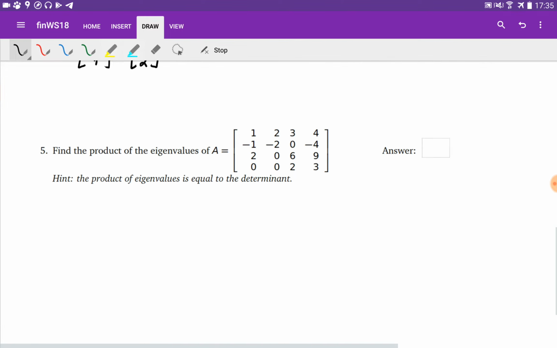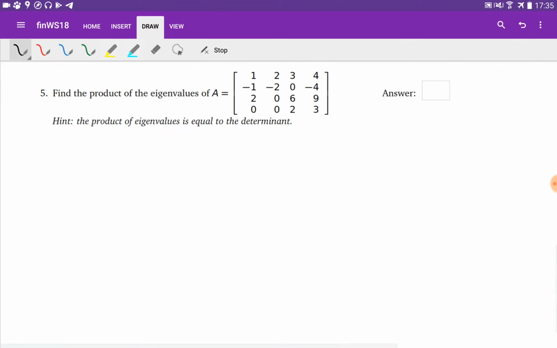Question number 5: we're given a 4 by 4 matrix, and we need to find the multiplication of its eigenvalues. So instead of finding the eigenvalues of the matrix, we instead find the determinant of this matrix A, which is going to be the multiplication of its 4 eigenvalues. So let's find the determinant.